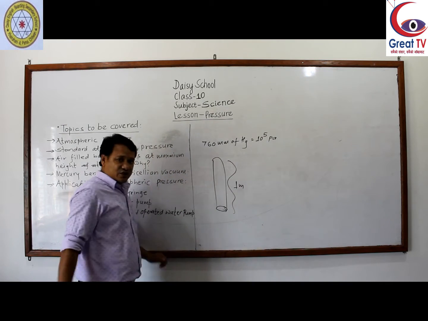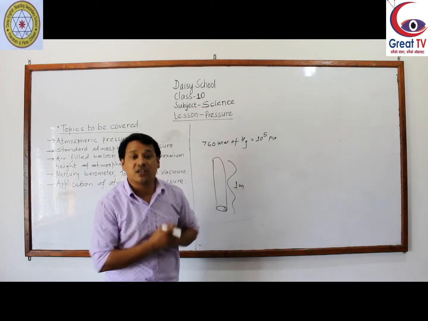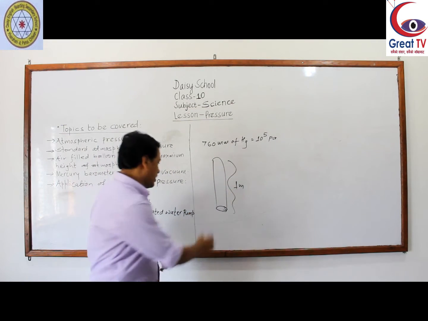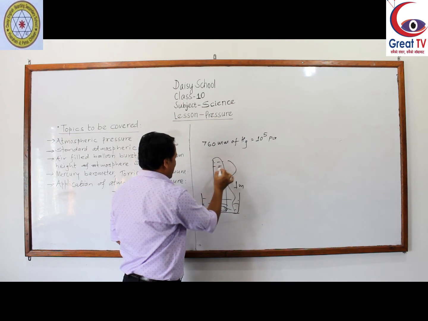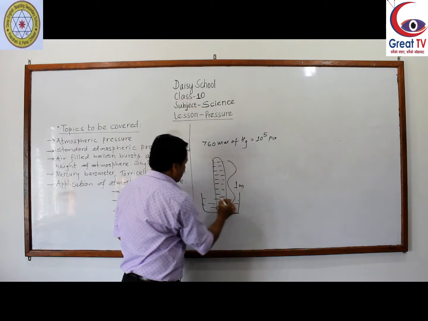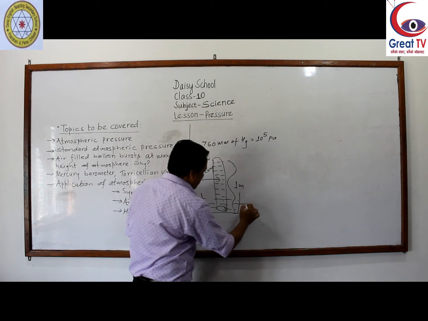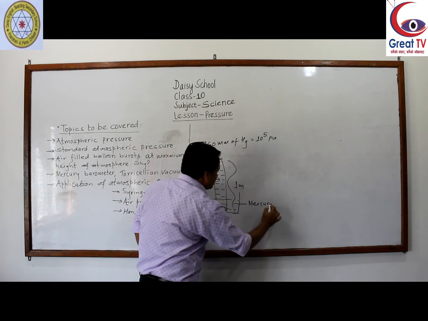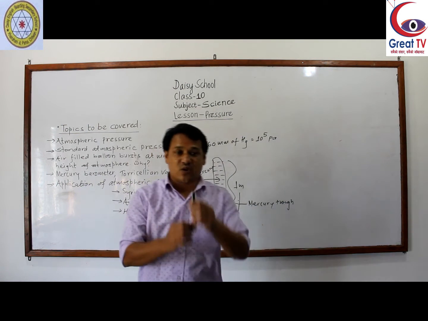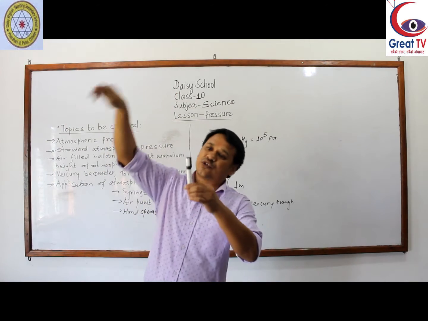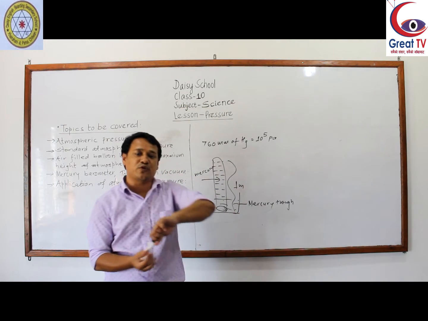This 1 meter long glass tube, completely filled with mercury, is inverted over a mercury trough, a trough filled with mercury. So here is the mercury trough also, and it is also completely filled with mercury. First of all, we have to take the 1 meter long glass tube and fill the mercury in it. After that, we take another mercury trough and invert the tube over it.